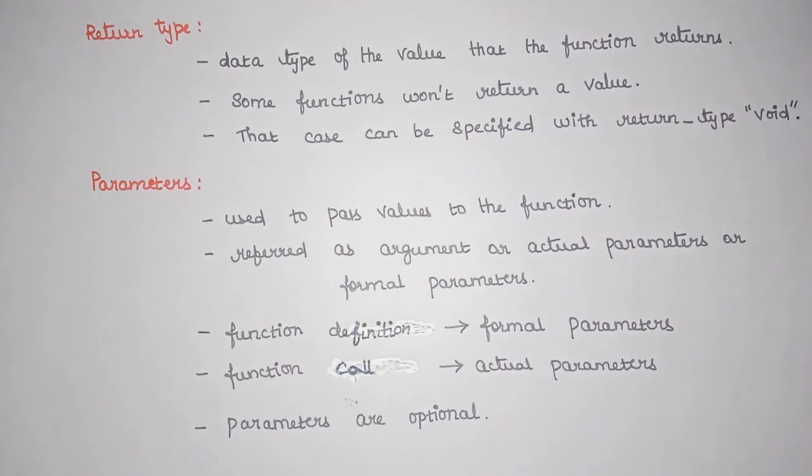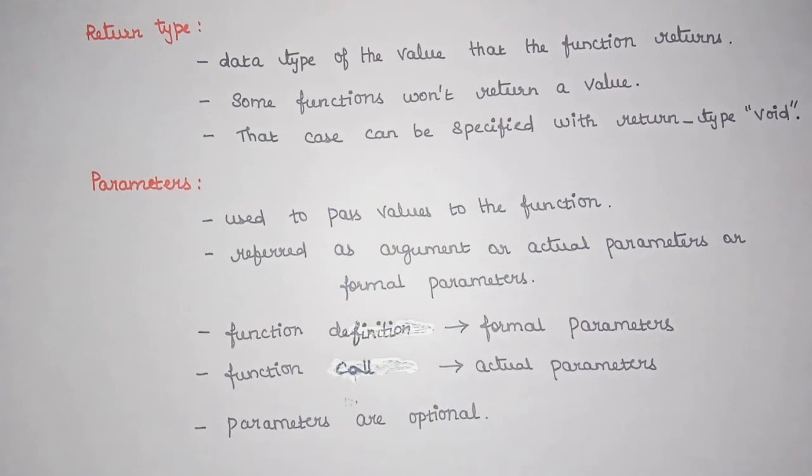Then if you are using character type, then the function will return a character type of value. So based on the return type, the function will return that particular type of value. So here return type specifies, return type means, the data type of the value.